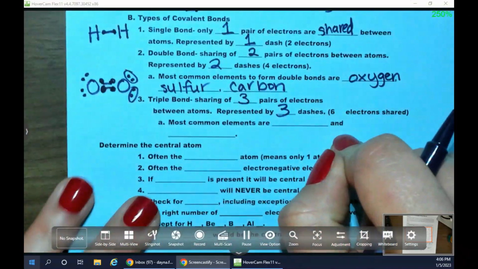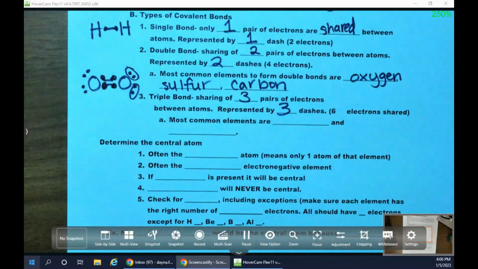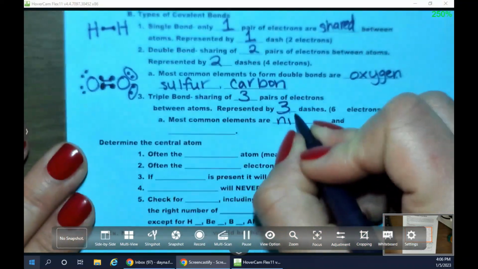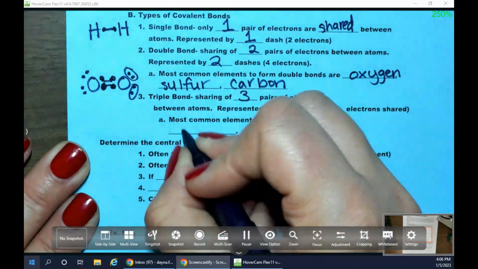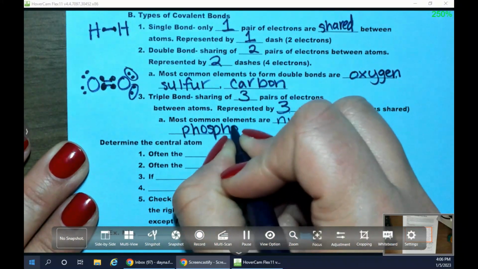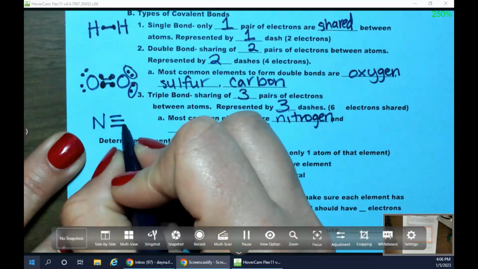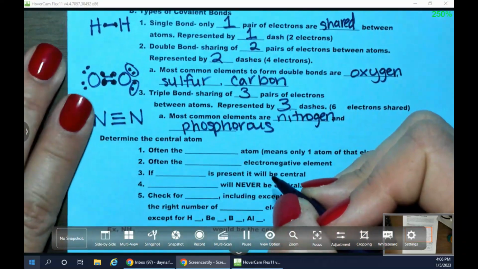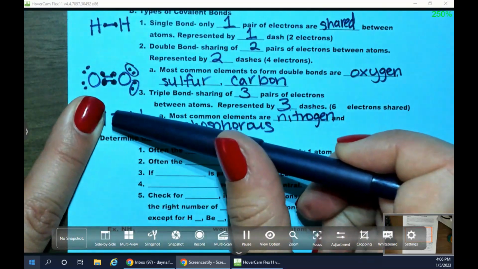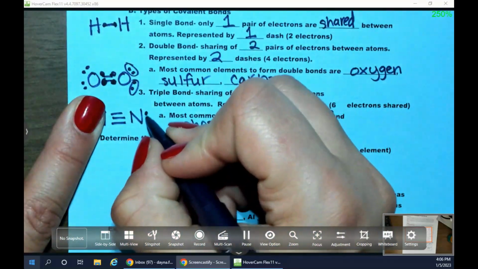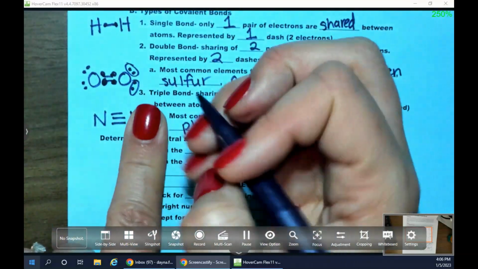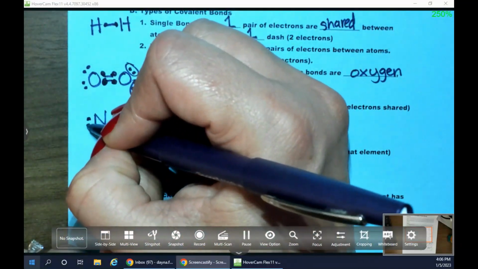And then finally, our triple bond is 3 dashes. So if group 16 had double bonds, which group do you think is going to have triple bonds? 15, exactly. So something like nitrogen and phosphorus. Those are your common ones. Okay, so for example, we would have nitrogen, 1, 2, 3, connected to a nitrogen. If we only analyze one of them, we only have 1, 2, 3, 4, 5, 6, 7, 8. This side, 1, 2, 3, 4, 5, 6, 7, 8. And that's your Lewis structure.